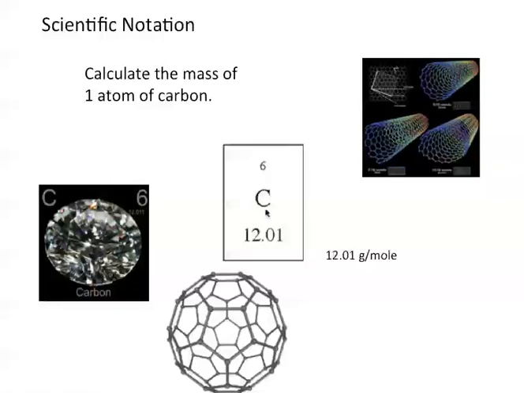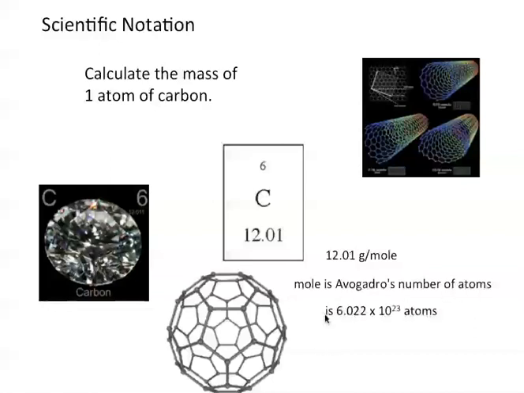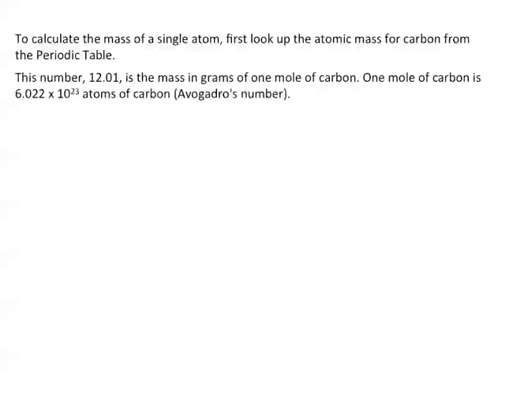So the atomic mass of carbon is 12.01 grams per mole, and a mole is Avogadro's number of atoms, which is 6.022 times 10 to the 23 atoms. To calculate the mass of a single atom, first we want to look up the atomic mass for carbon from the periodic table of elements. So this number, 12.01, is the mass in grams of 1 mole of carbon. 1 mole of carbon is 6.022 times 10 to the power of 23 atoms of carbon. So 1 mole has a lot of atoms.